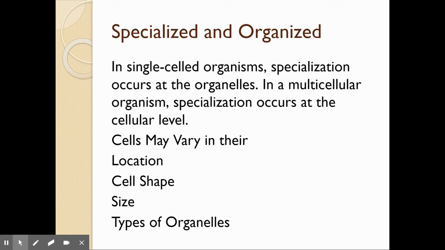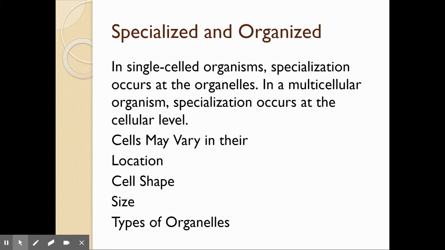So, specialized and organized. As we've already said, in single-celled organisms, specialization occurs at organelles. They don't have any sort of specialization like that, they're one cell. So their one cell isn't specialized to be a hair cell or a kidney cell. They're one living cell. So where you have the specialization occurring in a single-celled organism is at its organelles. Each organelle has a specific function, so that makes it specialized.